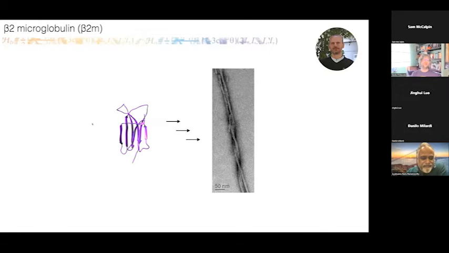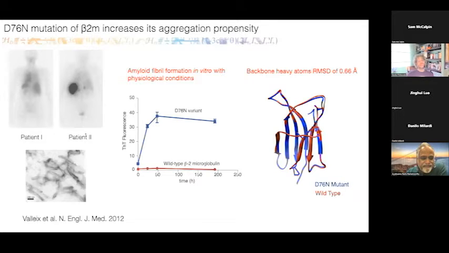Beta2 microglobulin, so another well-studied molecule associated to amyloidosis. But what we studied here actually was a particular form, a particular mutation of Beta2M, which increases tremendously the aggregation propensity. It is associated to a disease found in some families of subjects in Europe, and which dramatically transforms the aggregation propensity of the molecule.